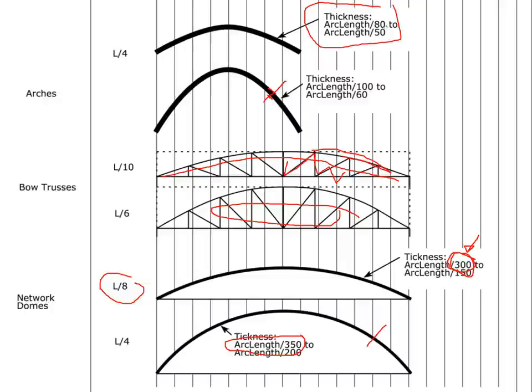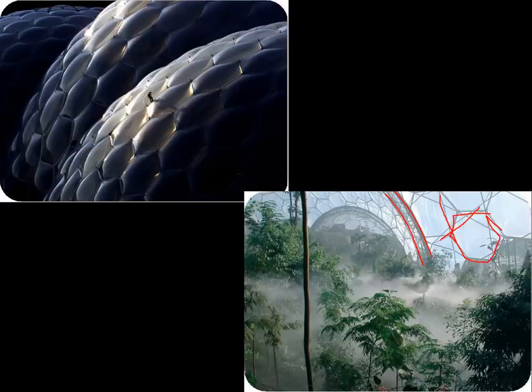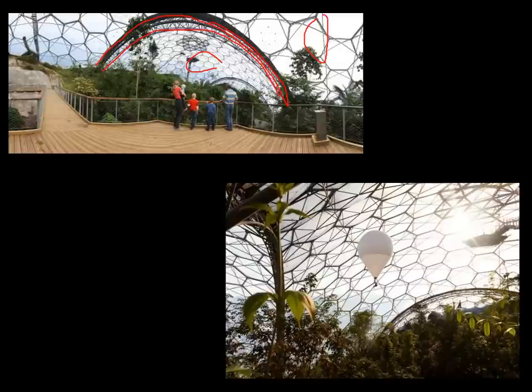You may not want to go to this shallowest proportion or that shallowest proportion or this one or that one, because that may not be the most structurally logical, but it gives you an idea of how low you can go. And basically, these domical structures can become unbelievably thin from a structural point of view.